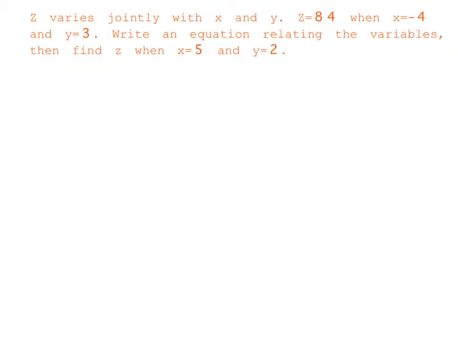Okay, our next example. z varies jointly with x and y. When you see the word jointly, immediately think directly. So z varies is z equals, jointly would be a constant times, x and y just means times x times y. Okay, so z equals kxy will be the format of our equation.